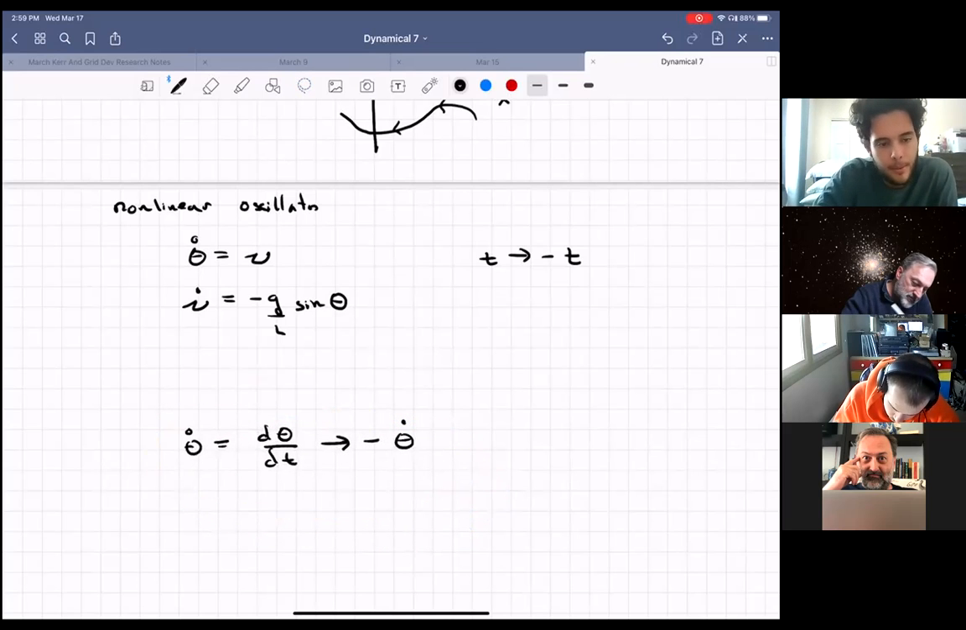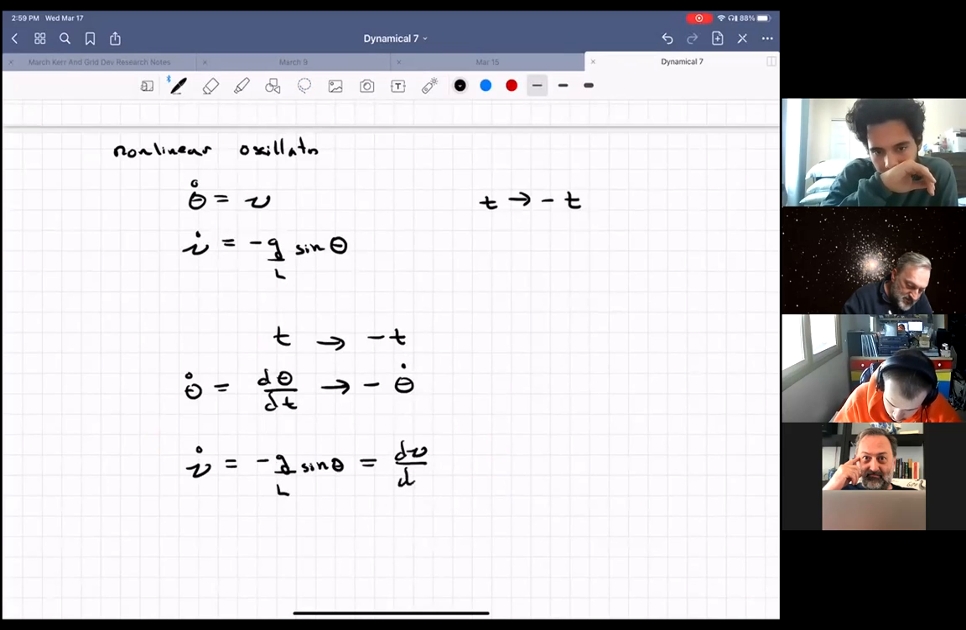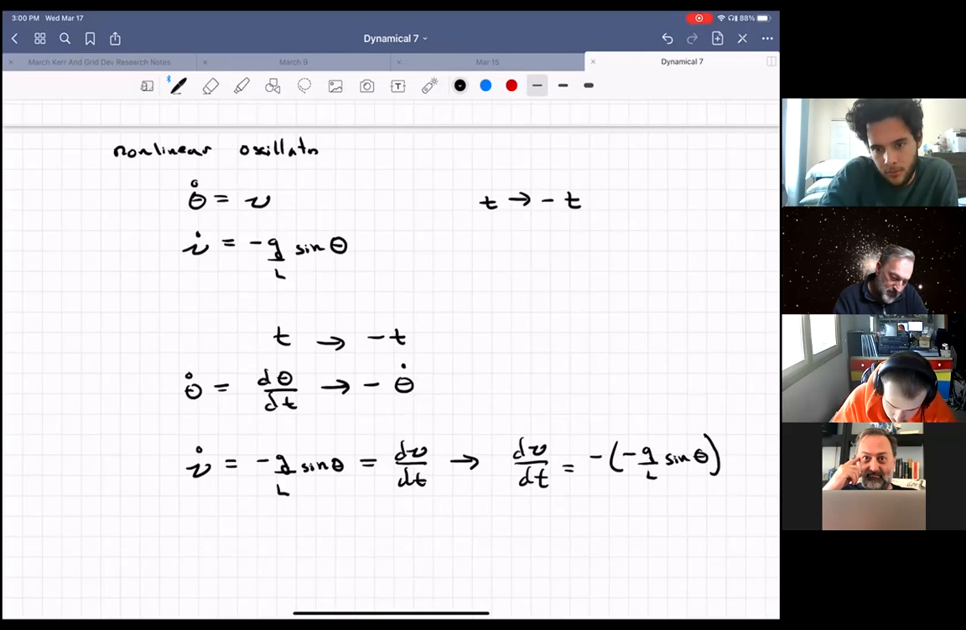For a second, I was thinking about CPT. And then nu dot is minus g over L sine theta. That's equal to d nu dt. So that's going to go to d nu dt is now equal to minus g over L sine theta. Now this should work if I think about this the right way.